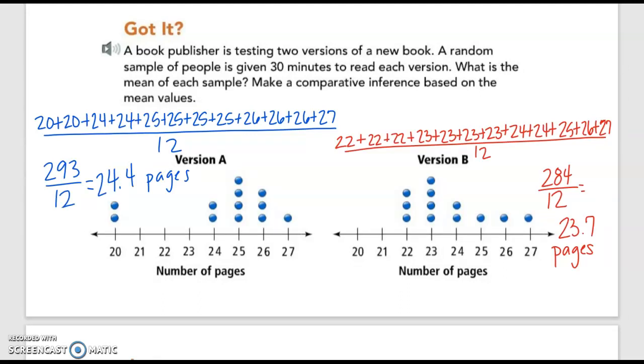Alright, looking at version A, when we find the sum of the data values, we get a total of 293 divided by 12, which is about 24 and 4/10 pages for version A. Version B, we have a sum of 284 divided by 12, which is about 23 and 7/10 pages. So to make a comparative inference, I would say that version B takes less time to read than version A.